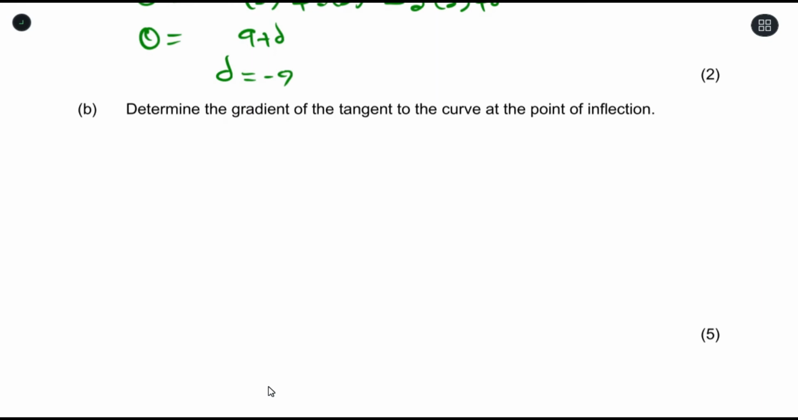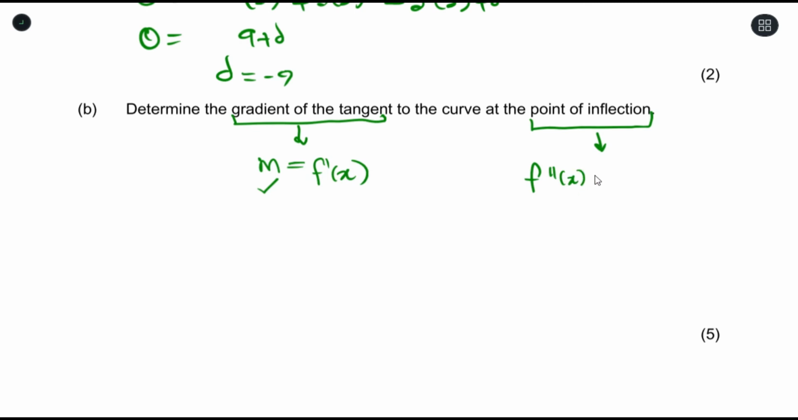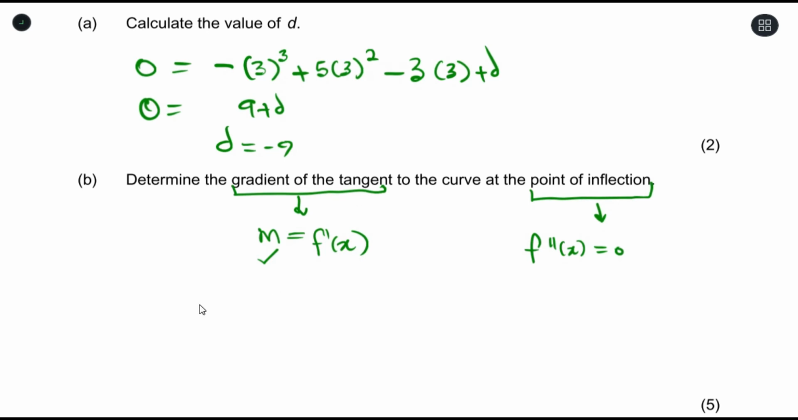And the second one says determine the gradient of the tangent to the curve at the point of inflection. So there are multiple things going on in this question. The first part is determining the gradient of a tangent. To find the gradient of the tangent, m is equal to the derivative, right? So whenever you get your derivative, substitute the x value, it gives us the gradient, okay? The second part is the point of inflection. And we normally get our point of inflection by setting the second derivative equal to 0. So that's what we start with, right? We get our point of inflection for our equation.